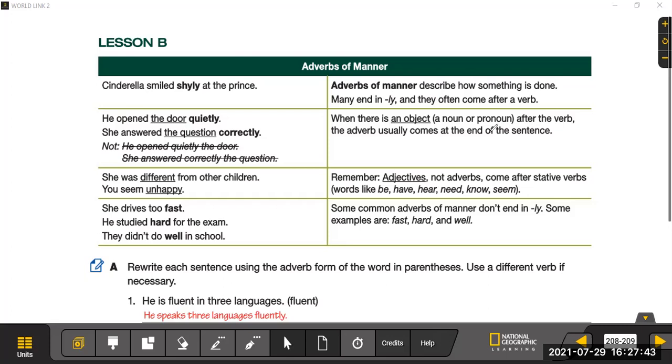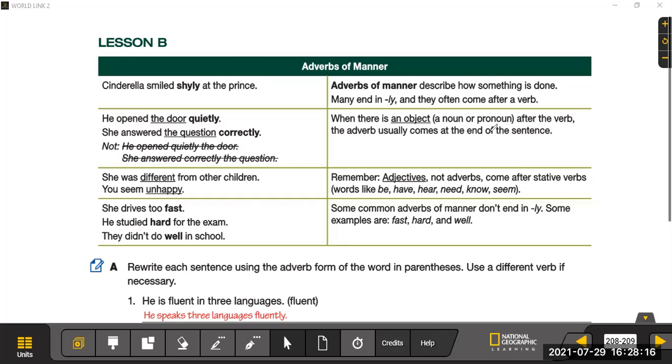For example, the number 1 says, Cinderella smiled shyly at the prince. Dice, Cinderella sonrió. ¿Cómo ella sonrió? Shyly, tímidamente, at the prince. For example, teacher, he ran quickly. Quickly, exactly. Él está corriendo. Ahora, ¿tú quieres saber cómo está corriendo? Bueno, slowly, quickly, ok. Yes. Nosotros en ese caso damos descripción del verbo, right?